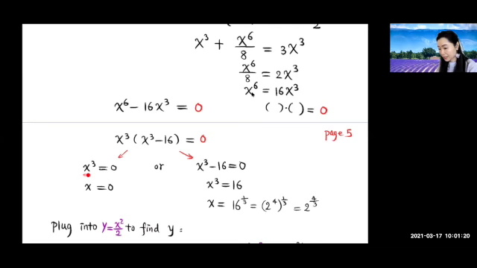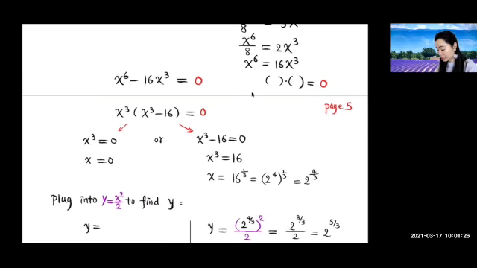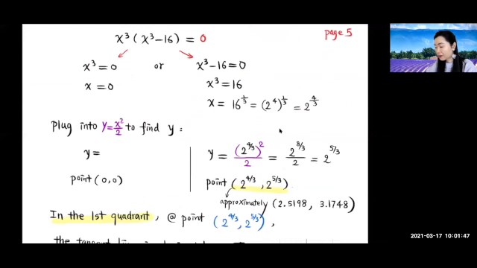So it will be either this factor equal to 0 or this equal to 0. To solve this, x³ equal to 0, then x will be equal to 0. And to solve this, you have x³ equal to 16. And so x is equal to 16 to the 1/3 power, which is equivalent to 2 to the 4/3 power. So you found the x coordinate of those points.